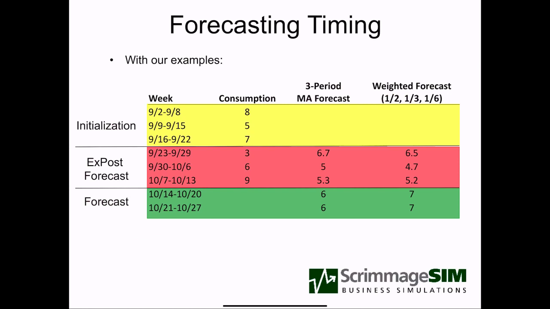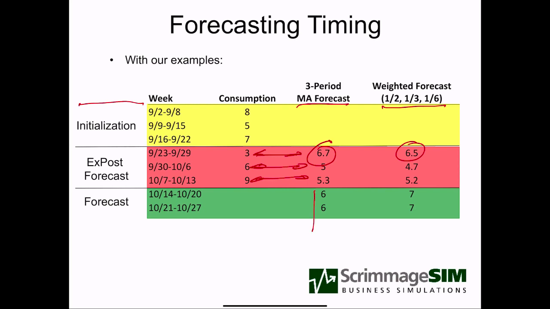If we looked at our 2 forecasting models, we have the 3-period moving average and the weighted forecast. Because we had 3 weights, we have 3 periods. The first 3 periods are our initialization period. We need that much data before we can finally forecast into the future. Because we have 3 extra periods worth of data, we have an ex post forecast region where we can make comparisons between our actual sales or consumption and our forecasting methods. And that's where we would get, again, error measures.